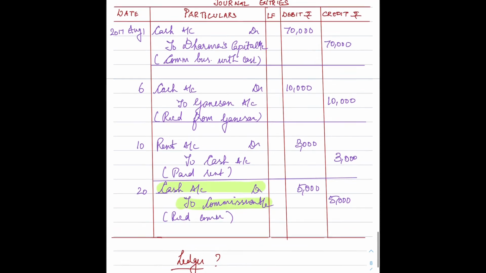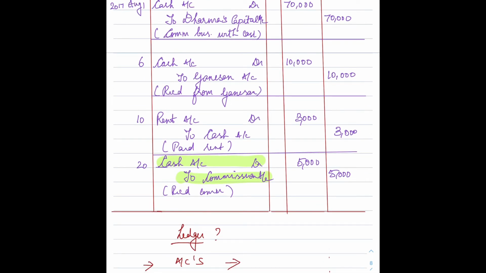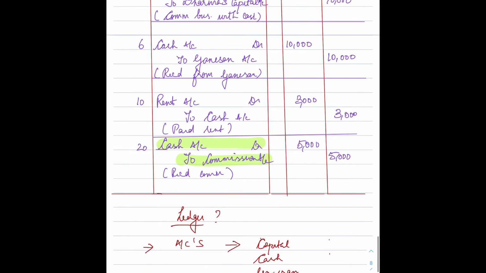In this regard, let us see now what are the accounts involved. One is Dharma's capital. Next is cash. From the first entry we see two accounts. In the second entry we see Ganesan, and cash we already opened. From the third entry what do you see? Rent. And from the fourth entry we see commission received account. So totally 5 ledgers we will be preparing.